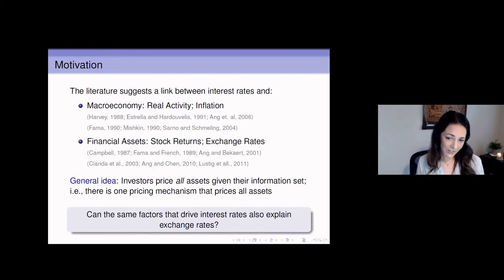So in this paper, I'm going to ask a specific question. Can the same factors that are driving movements in the yield curve, movements in interest rates, also explain movements in the exchange rate?